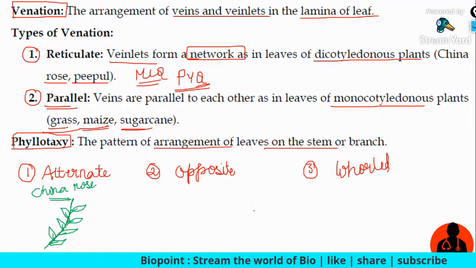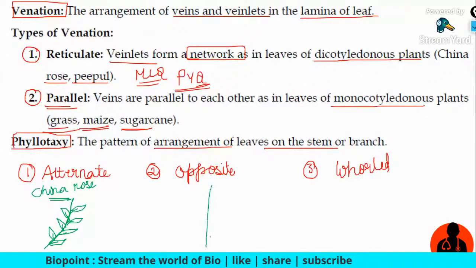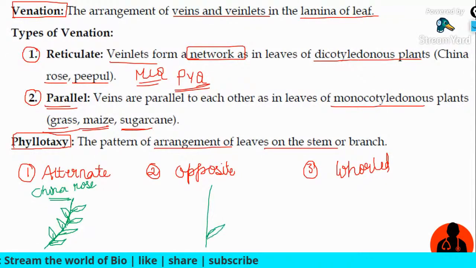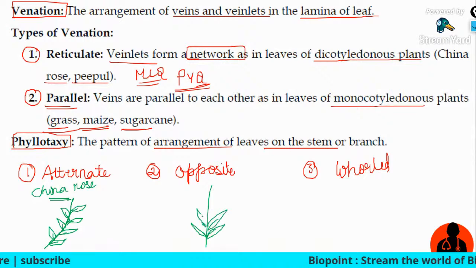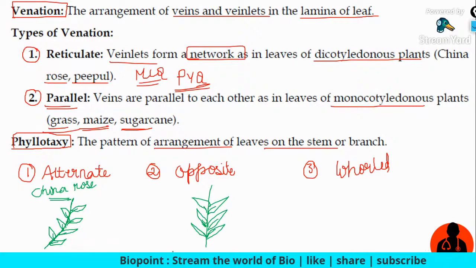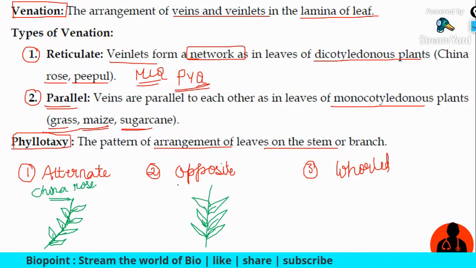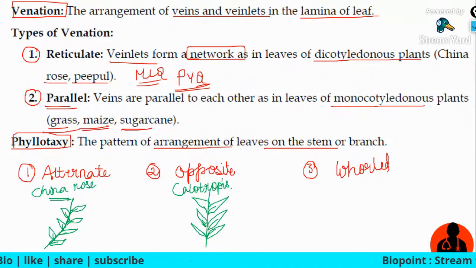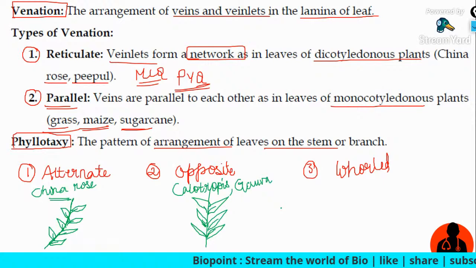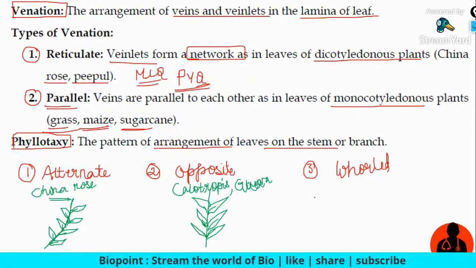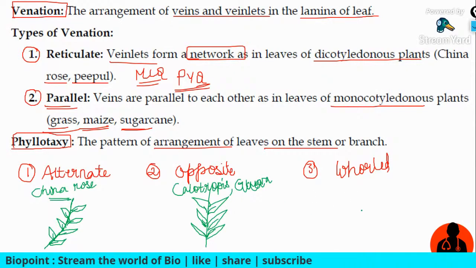Next, opposite phyllotaxy is like this. If one leaf is over here, another leaf would be over here, at the same node itself, on the opposite side. It is seen in Calotropis. Very important, Calotropis is a repeated question. Calotropis shows opposite phyllotaxy. Guava shows opposite phyllotaxy.